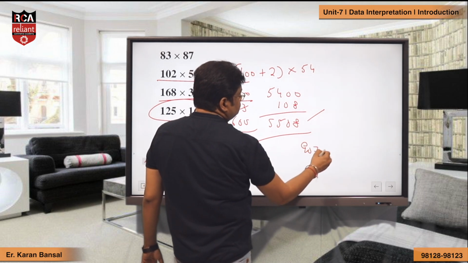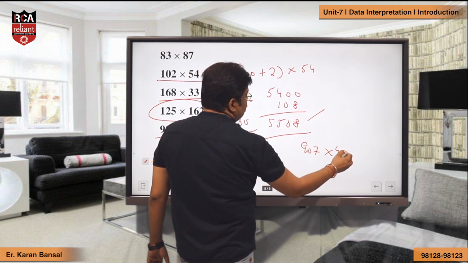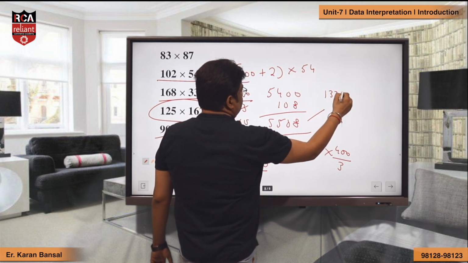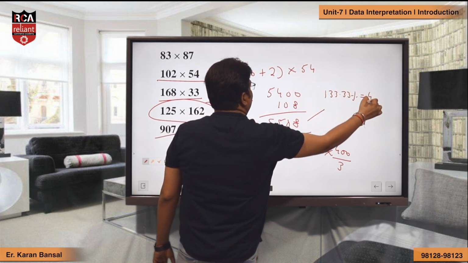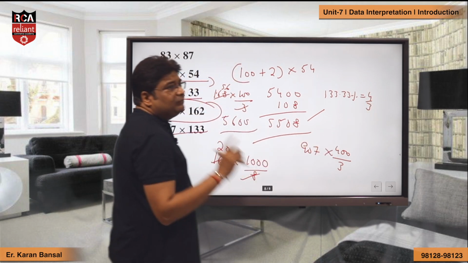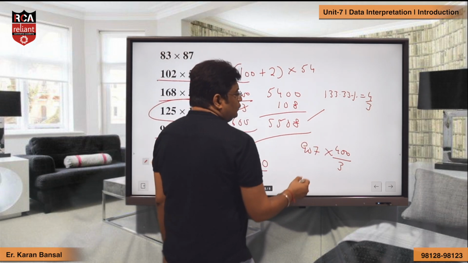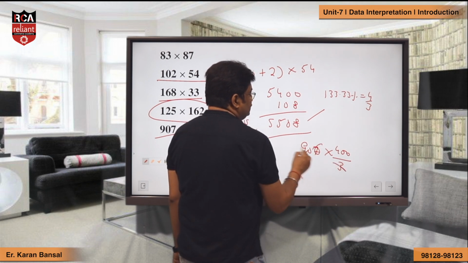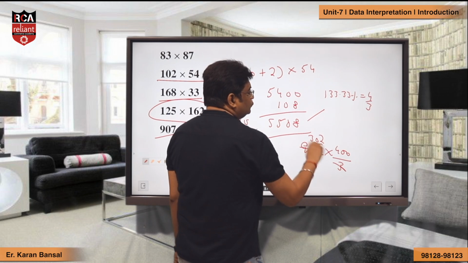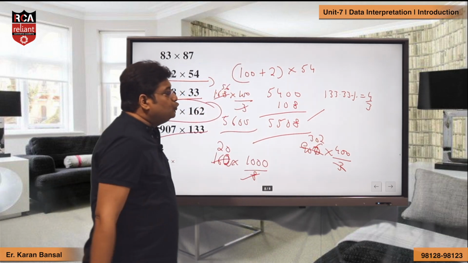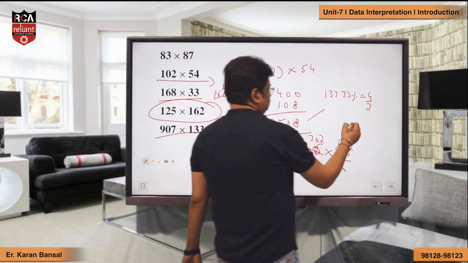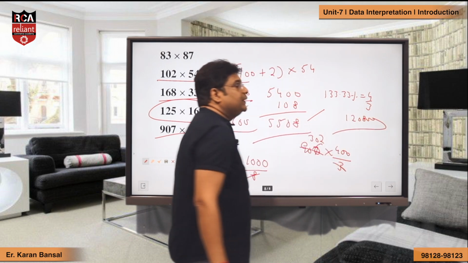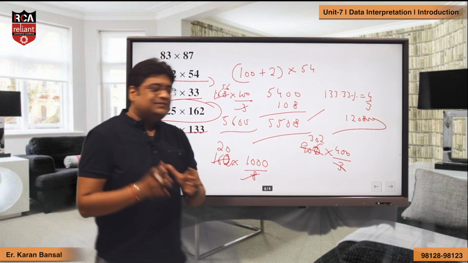907 into 133. 133 is 4 by... this is actually 4 by 3. It comes in the 1 by 3 table, okay? So I'll do 400 by 3. I need a multiple of 3, I'll do 906. So 302 into 4. Yeah, okay. So it's very simple, guys, alright?